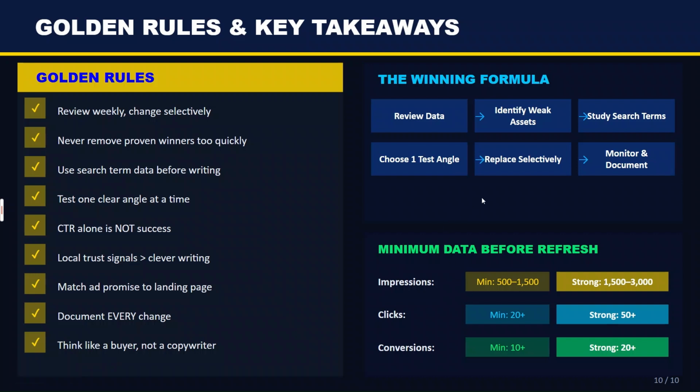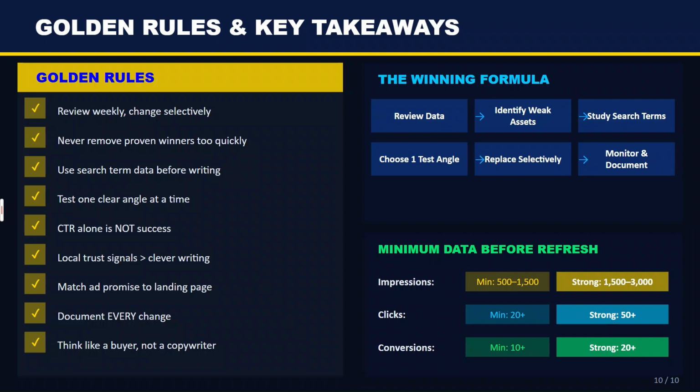And on the right, you can see the winning formula we talked about: review data, then identify weaknesses, study your search terms, test one trust angle, replace selectively, and monitor and document. Okay, so this is a loop. This is the system. Run it every week, and your results will improve over time, guaranteed.